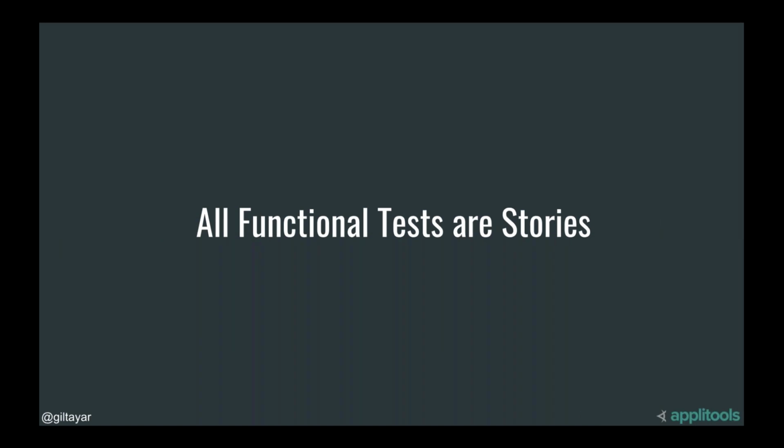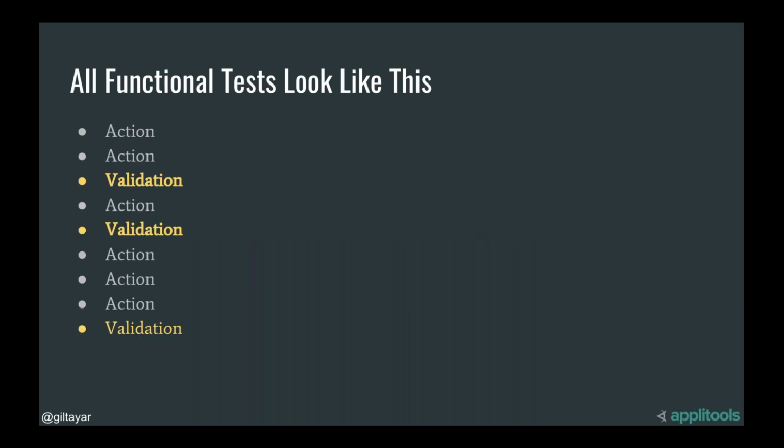And from my point of view, all functional tests are stories. Do this, do this, do this, and then verify something, then do this and do this and do this and verify something. They all look like this. Action, action. In our case, it was set the username, navigate, set the username, set the password, click on submit. Those are the actions. And then validation. The validation is check that there is an error message, email field can't be blank. And then another action, and then another validation.